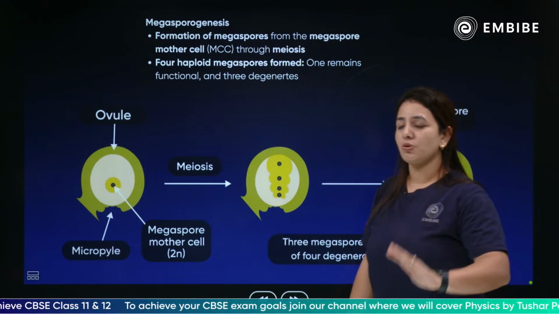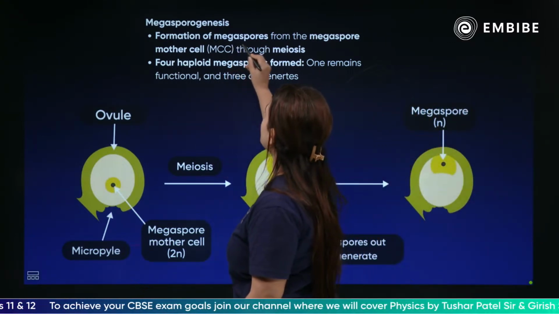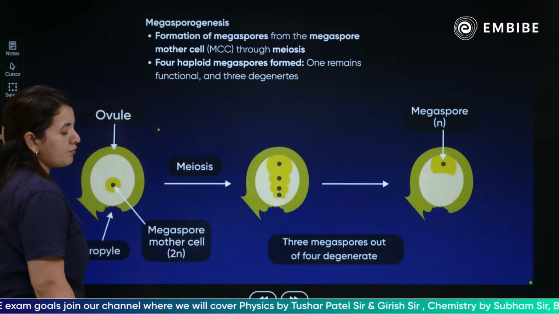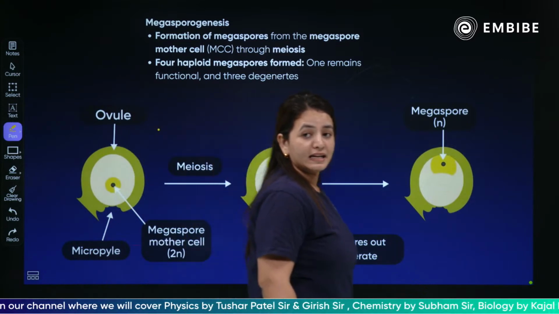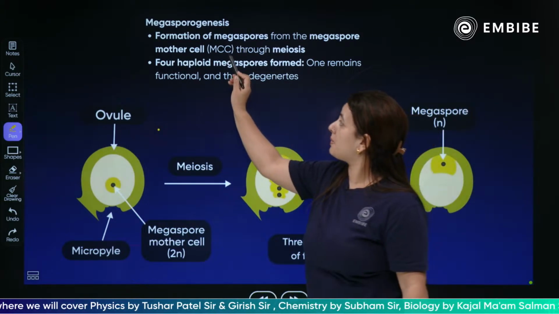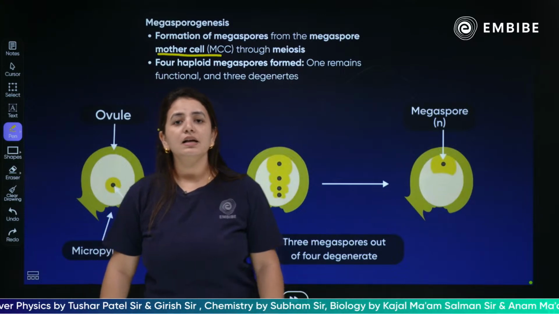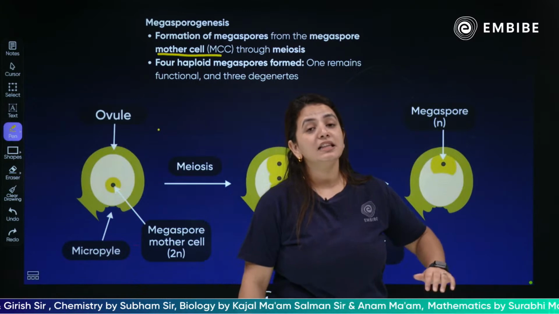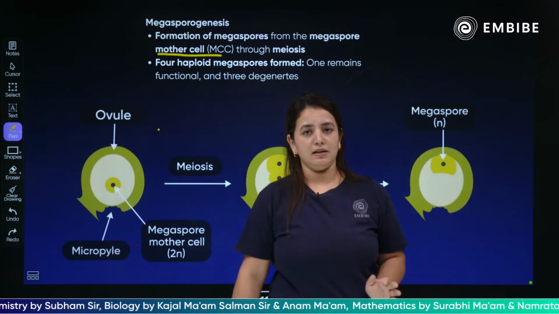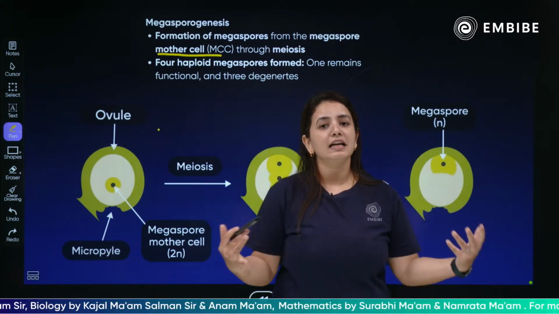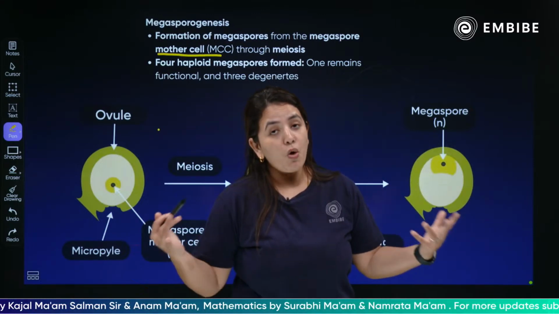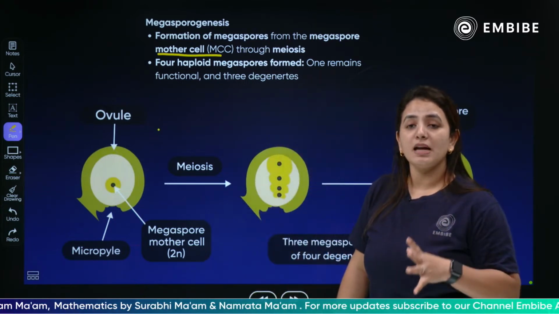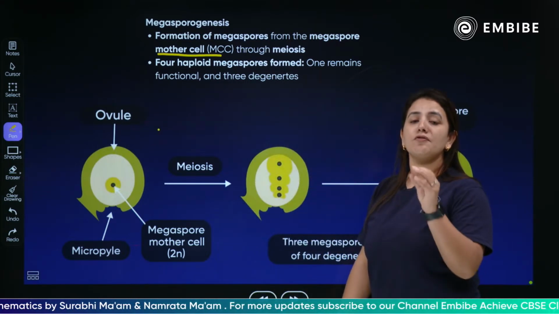Talking about megasporogenesis, children, the formation of megaspore. What is a megaspore? Your ovule, which could be haploid in nature, through the megaspore mother cell. Yesterday, when we were talking about the anther, the stamen, it has the microspore mother cell. Yes, and today, since we are creating a megaspore, we have what? The megaspore mother cell, MMC.